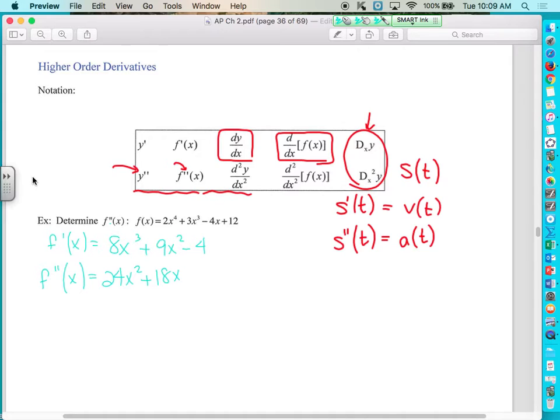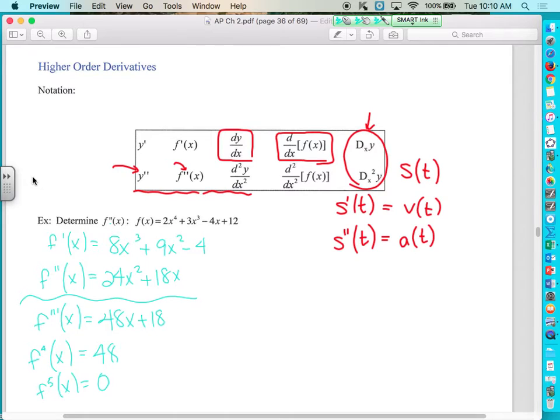Now, if they ask for the third derivative, and they didn't ask for this in this problem, but for the third derivative, they'll use 3 primes. So it'll be 48x plus 18. For the fourth derivative, at this point and beyond, they'll just use a little numerical value there. It looks like an exponent, but it's not an exponent there. So that would be 48. The fifth derivative is going to be 0, and every derivative after that would also be 0.